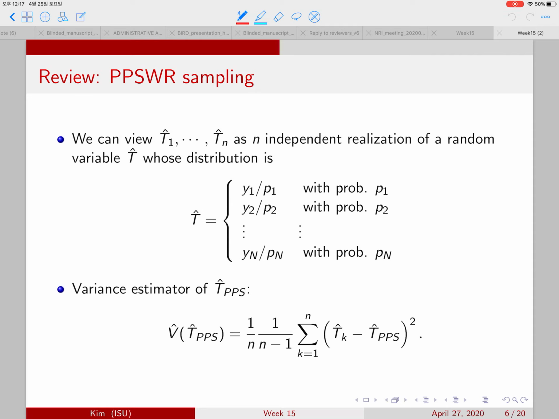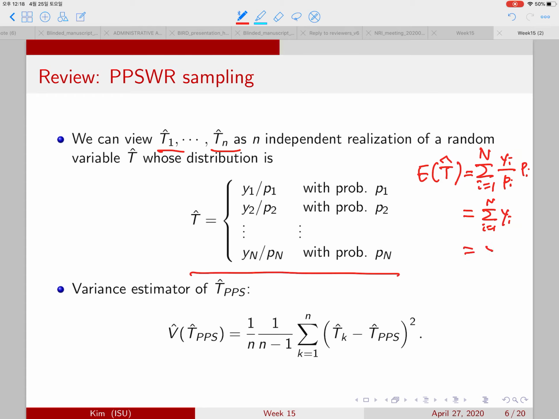In the PPS sampling, we draw samples independently from the same population, and the with replacement sampling makes the resulting samples identically distributed. So we can view t hat 1 to t hat n as independent realizations of a random variable whose distribution is this. If you look at this, it is yi divided by pi times pi, which is yi, which is t. Each one is unbiased, and we have n observations, so we just use a sample mean.